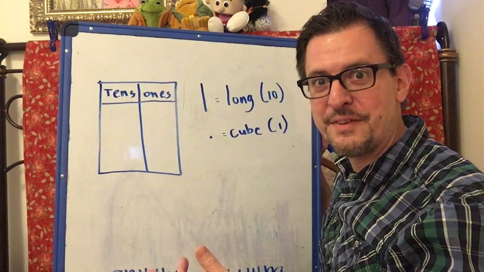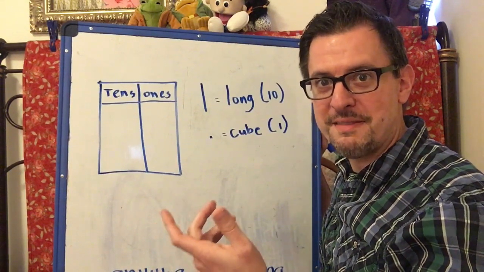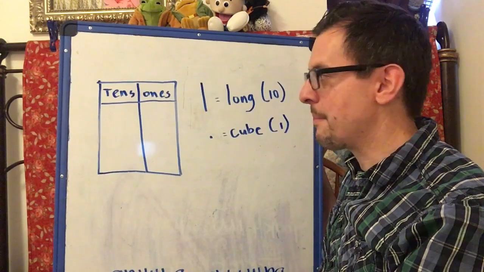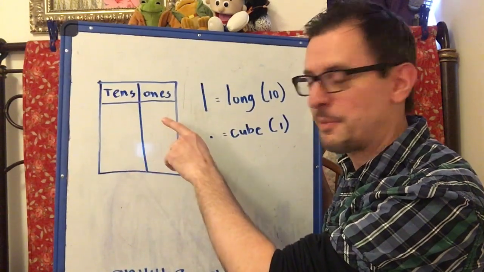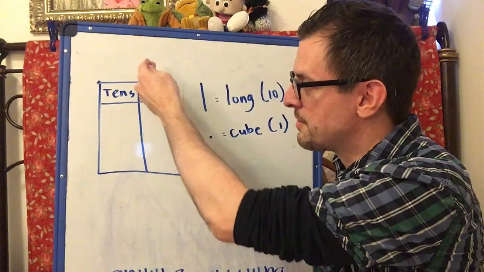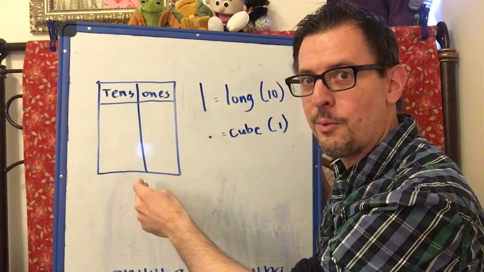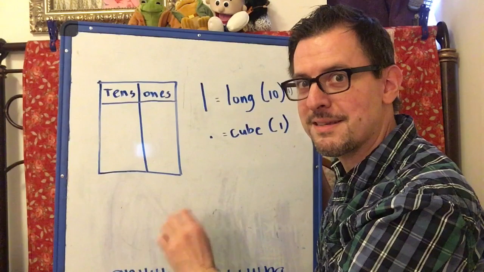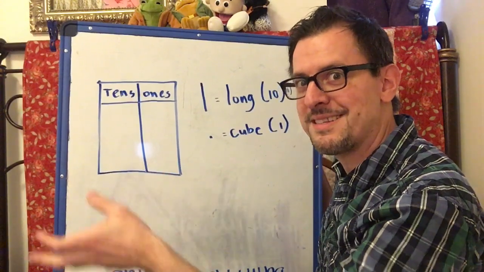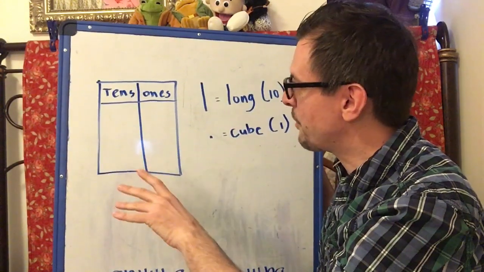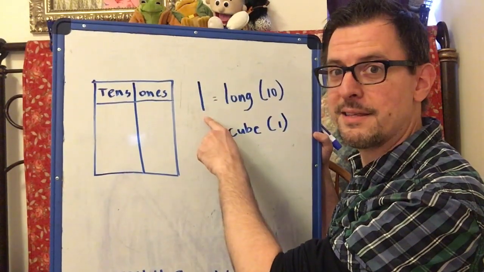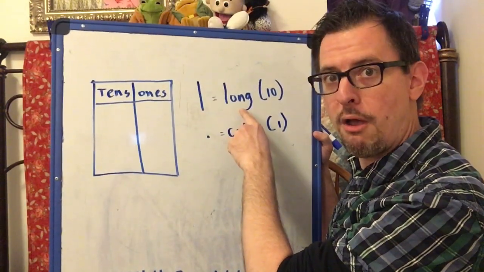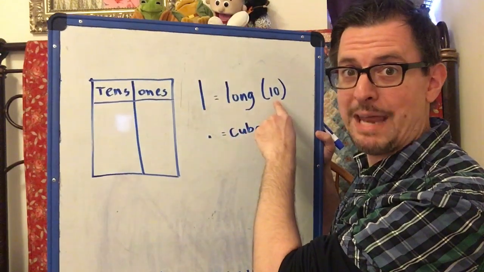For the next activity, your kiddo is going to need their whiteboard. I'd like you to help them create a place value mat that has a tens place and a ones place, and make sure that they're separated by a line. We're going to be drawing inside the boxes, and I want to see the tens and the ones are separate on their mat. And just so we're clear, a line like this, we're going to call that a long, and it has a value of 10.